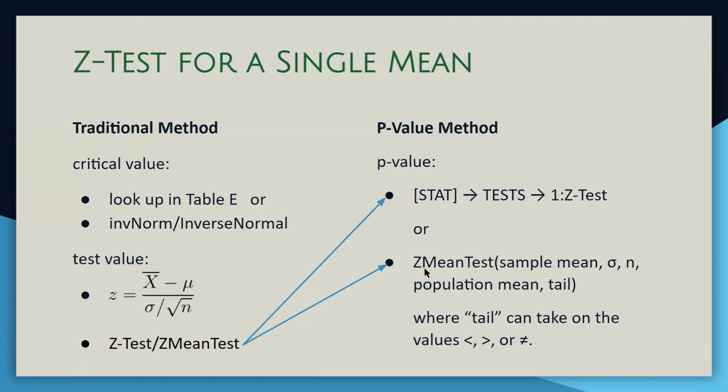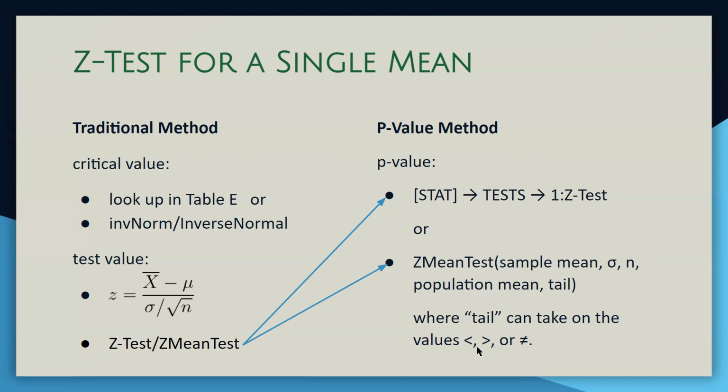If you are using GeoGebra, you're going to want to do z-mean test. And it's looking for the sample mean, the population standard deviation, the sample size, the population mean. This is the value that's in your null hypothesis. And then the tail. And the tail is asking, is this a right tail, left tail, or two-tail test? It's looking for whatever symbol you used in the middle of your alternative hypothesis. So you're going to enter one of these symbols as your tail.